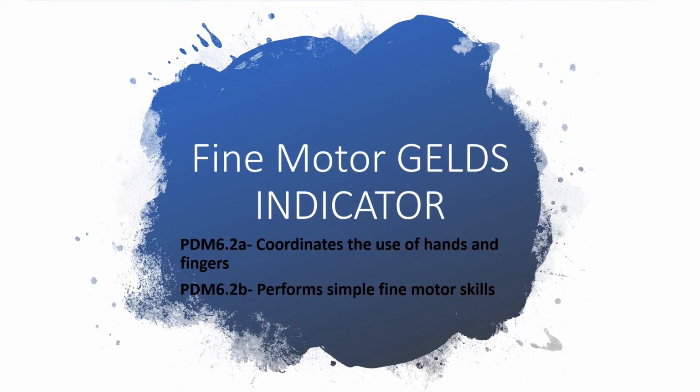In correlation with the child displaying fine motor skills, I have chosen two GELS indicators that go along with what the child is actually doing. And that is PDM 6.2a, which is coordinates the use of hands and fingers. Also, PDM 6.2b, which is a child performs simple fine motor skills.